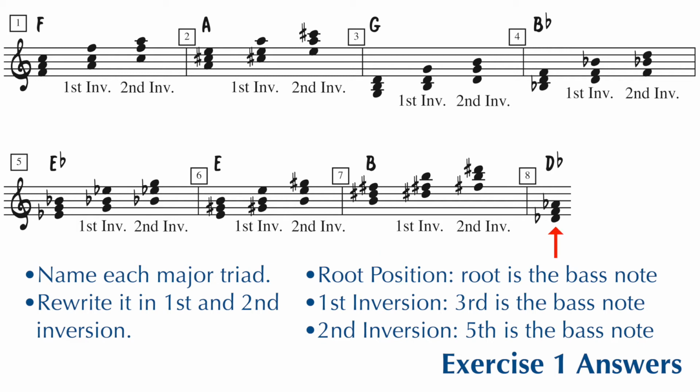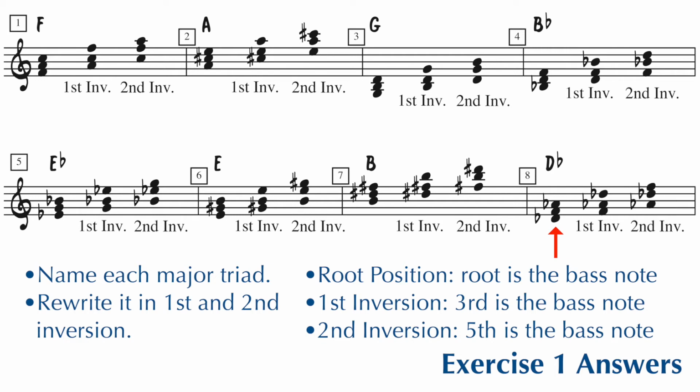And number 8. D flat major is your chord. To change this to a first inversion D flat, take the D flat, raise it an octave. Now we have an F in the bass, or as the lowest sounding note. The F is the third of the chord, so we're in first inversion. You should be looking at F, A flat, D flat.